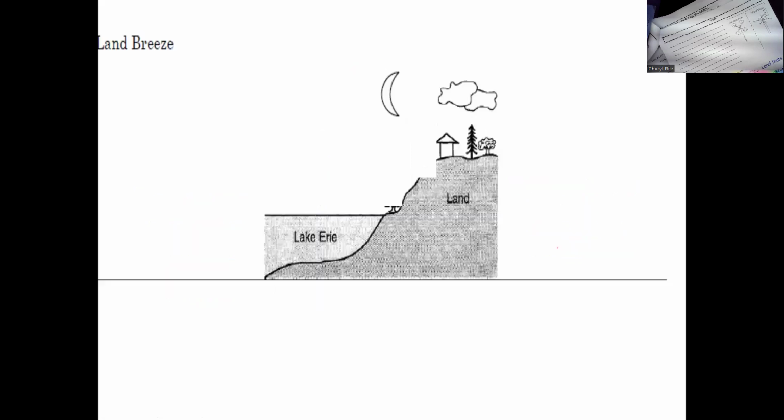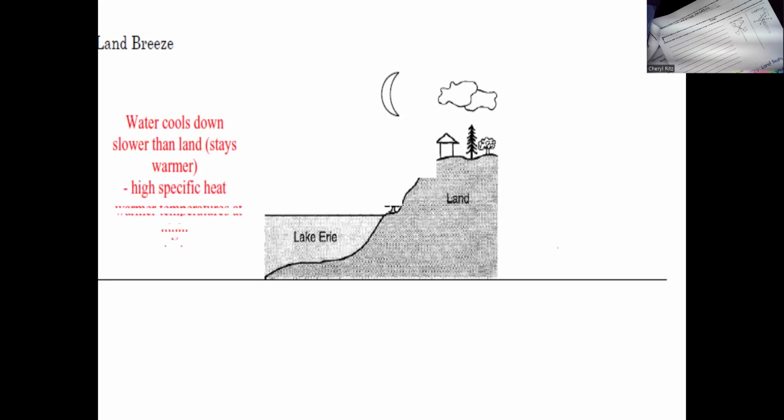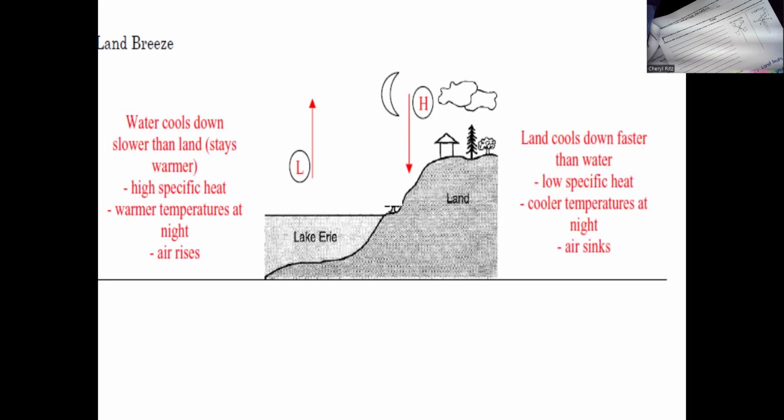So we just got a couple minutes. Let's do what happens at nighttime. So at nighttime, which one did we say cools off faster, the water or the land? Land cools off faster. So the water is going to cool down slowly, so it's going to stay warmer longer. And because it's warmer, we're going to have warm temperatures at night. Warm temperature, the air is rising, which gives us low pressure at night. Over the land, it's cooling down faster, so it's going to be colder. Cold air sinks, so we have high pressure. Wind always blows from high to low.